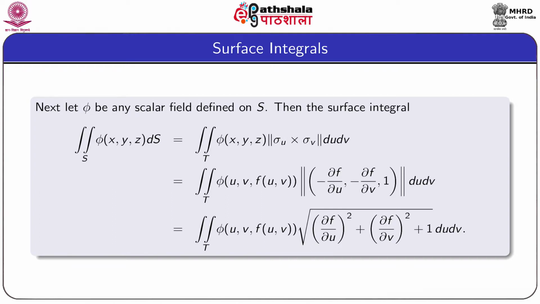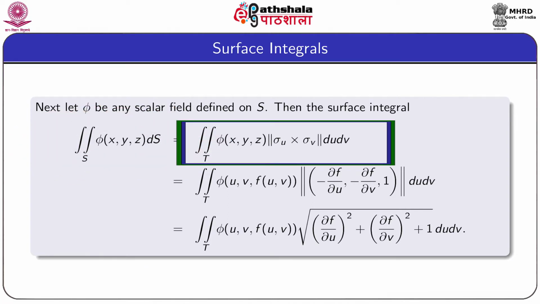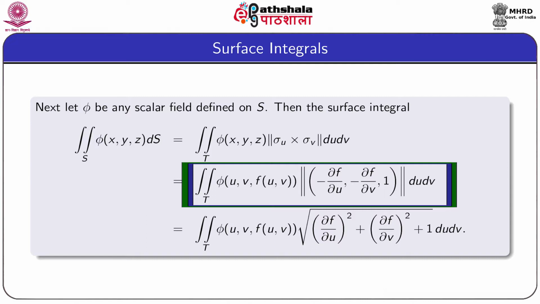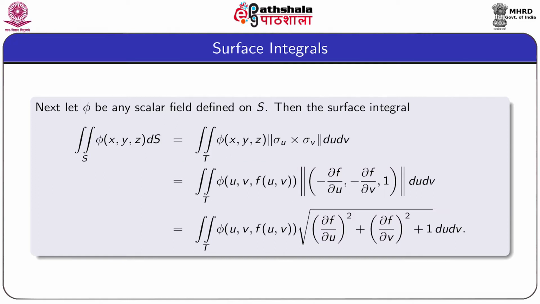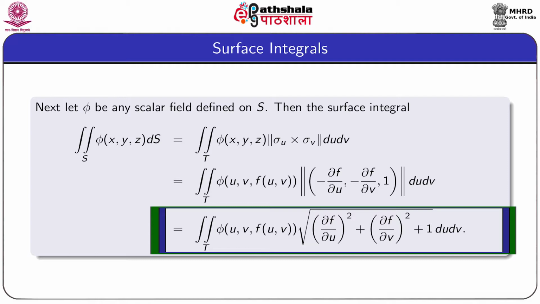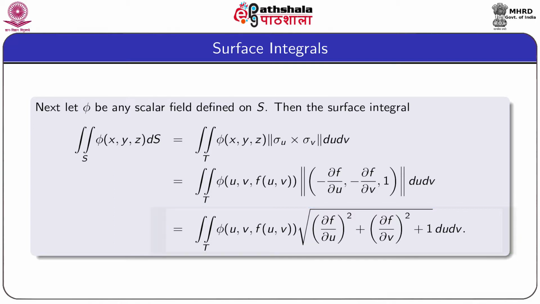Next, let φ be any scalar field defined on S. Then the surface integral of φ over S equals the double integral over T of φ(x,y,z) times the norm of σu cross σv du dv. This equals the double integral over T of φ(u,v,f(u,v)) times the norm of (−∂f/∂u, −∂f/∂v, 1) du dv. So, this equals the double integral over T of φ(u,v,f(u,v)) times the non-negative square root of (∂f/∂u)² plus (∂f/∂v)² plus 1 du dv.